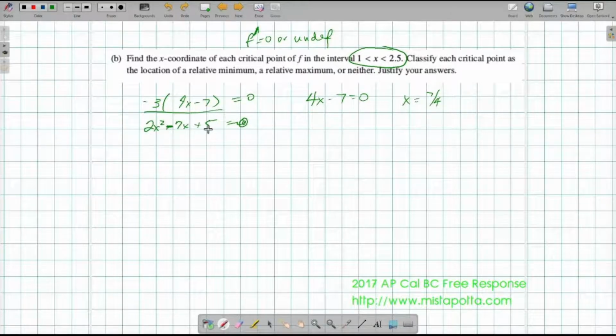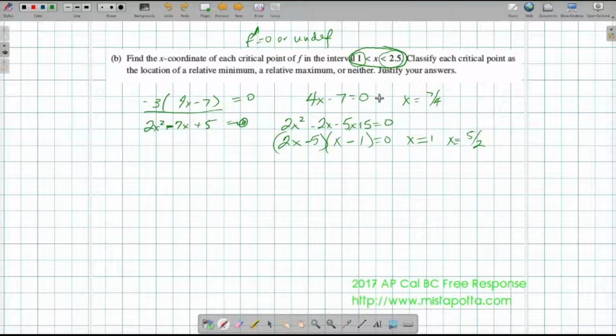Over here, if I try and solve this quadratic, I can do this by factoring by grouping. And so I end up with 2x minus 5 times x minus 1. So I end up with x equals 1 or x equals 5/2. Luckily, both of these we don't have to worry about because they're the boundaries of our interval. So what we want to do is understand the behavior of our derivative, basically around the point 7/4.